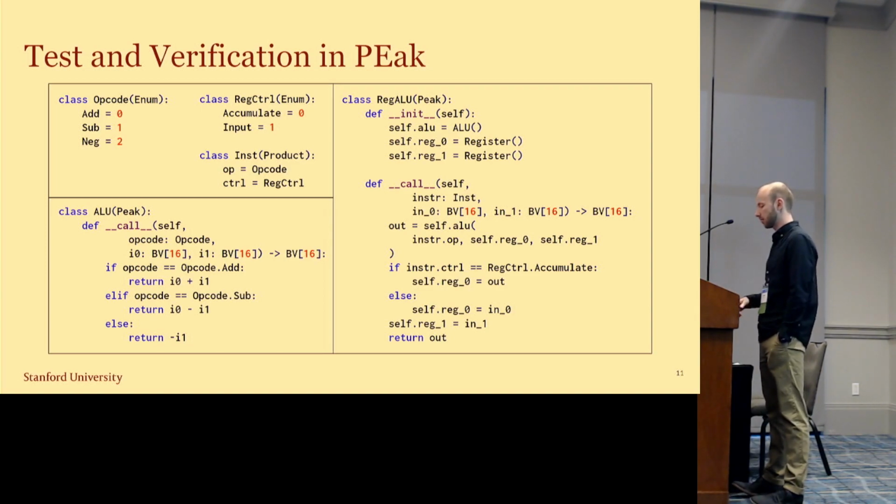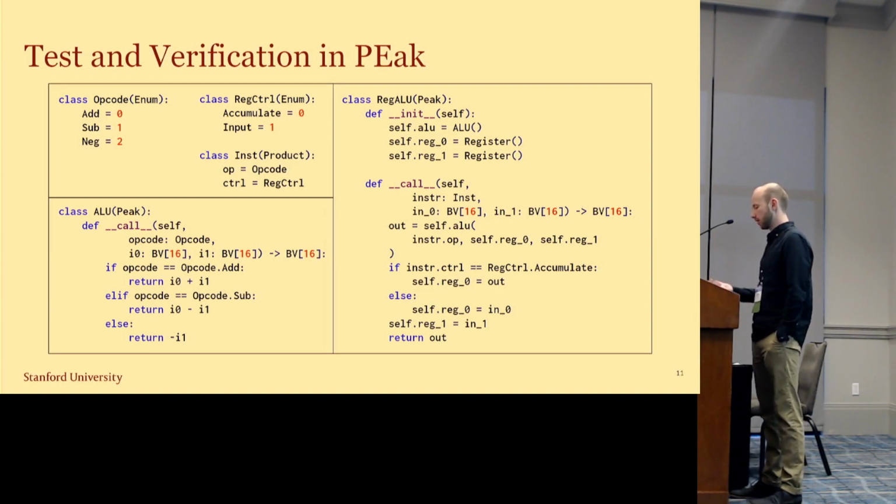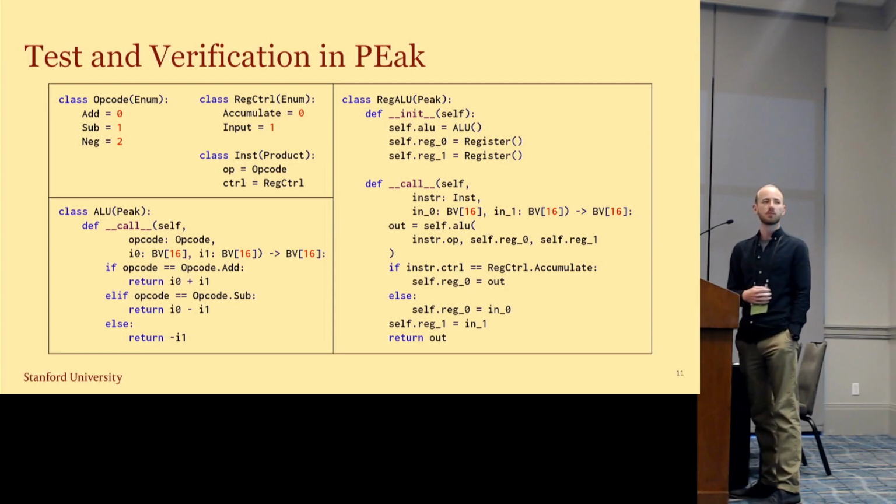Then within the body of this call method, we create a new variable called out. We set it equal to the output of ALU, which we configure with instruction.op, so the opcode part, as well as the output of reg0 and reg1. So we're reading from these registers. Then we have an if statement. We check to see what value reg control has. If it's accumulating, we set the input of reg0 to the output of the ALU. Otherwise, we set it to the n0 variable. Finally, we set the input of reg1 equal to n1.